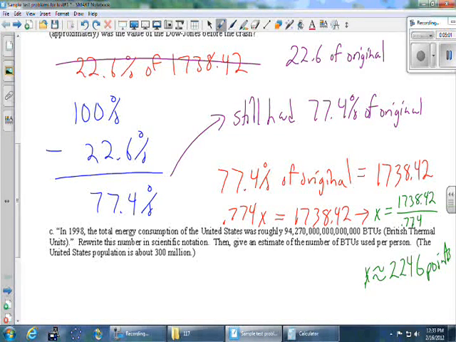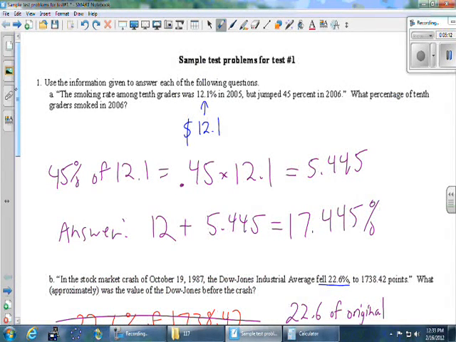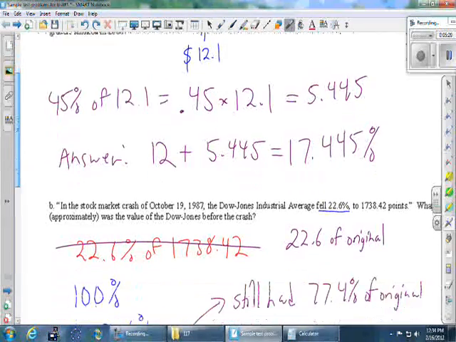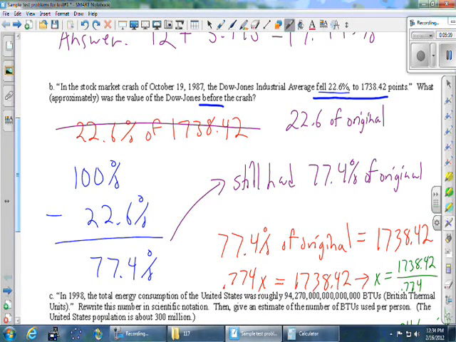So how are you supposed to know the difference between a question like Part A, which was pretty straightforward, and a question like Part B, where you had to do this funny subtract from 100% thing? The difference between these two problems involves what you know. In Part A, you know the starting number. The starting number was this 12.1%. That's the start. You're trying to find the end in 2006. That's the straightforward kind of question, going from the start to the end. Here's the tougher question. You know the end was 1738, and you're trying to find the start.